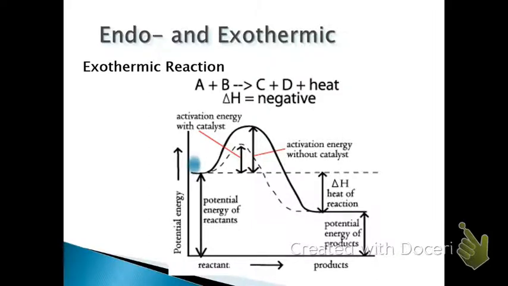Okay, we've got, oops, let me undo that. Our reactants are always on the left. Our products are always on the right. Okay. This time, if you will notice, the potential energy of the products is below the potential energy of the reactants. This graph is generally downhill. Downhill graphs are exothermic curves.